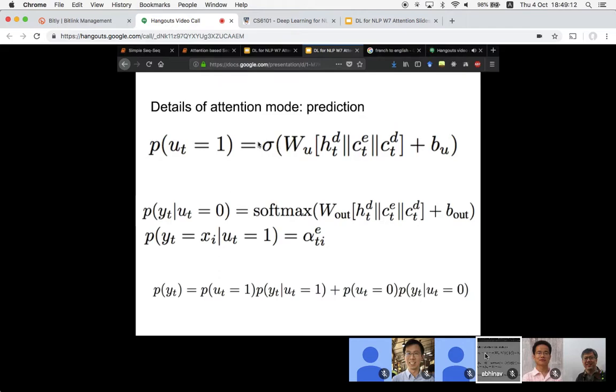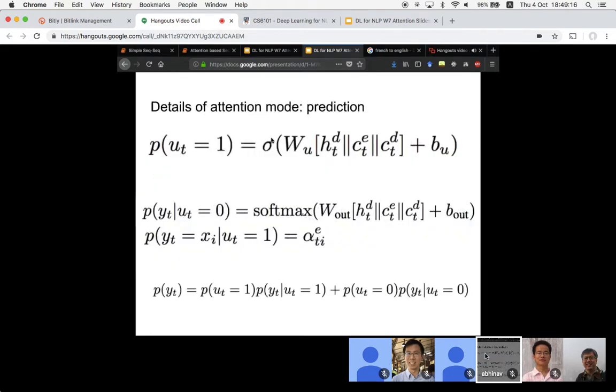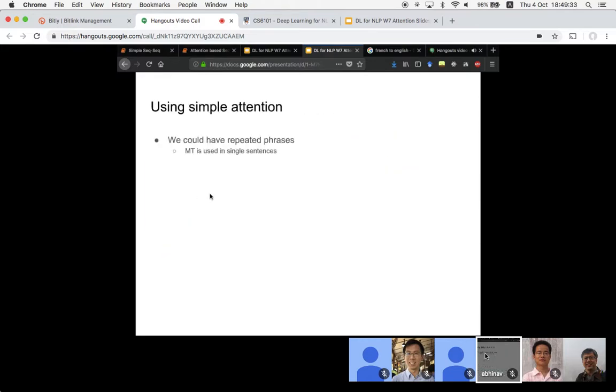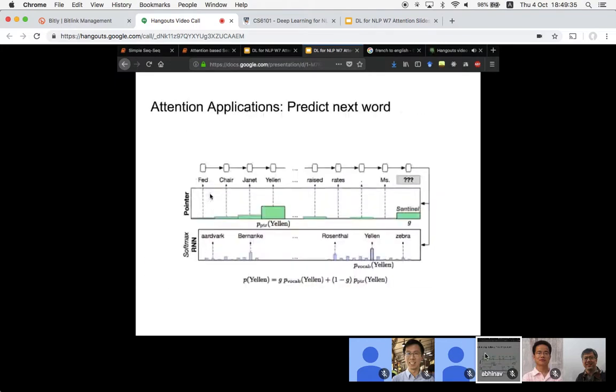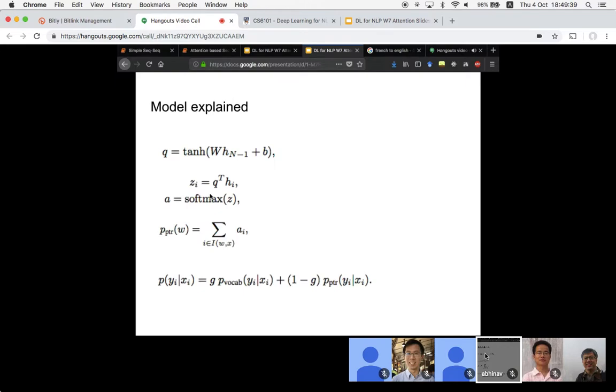In this one, you can see this is a sigmoid of a linear function. So what is this? It's just a logistic regression. It gives a one case and a zero case. One means it will use the pointer, and zero means it will use the vocabulary. But you can see there is quite a difference. In the previous one, it just puts this probability inside the training.